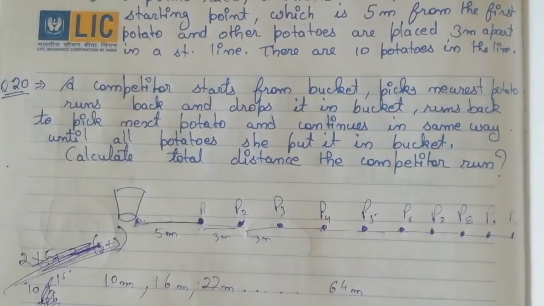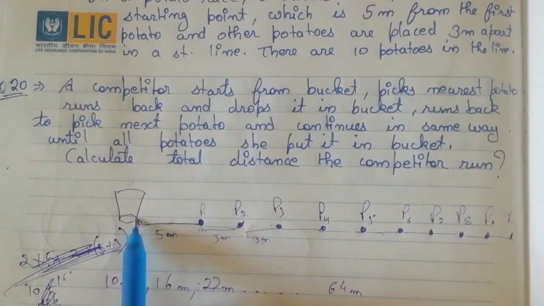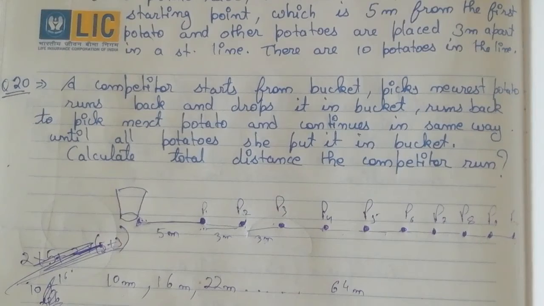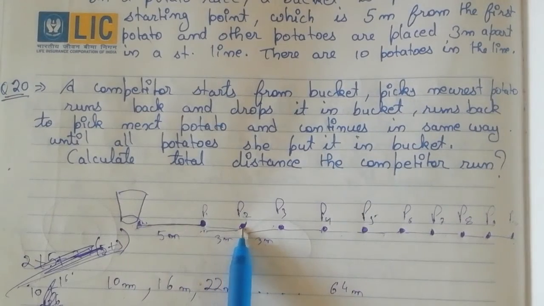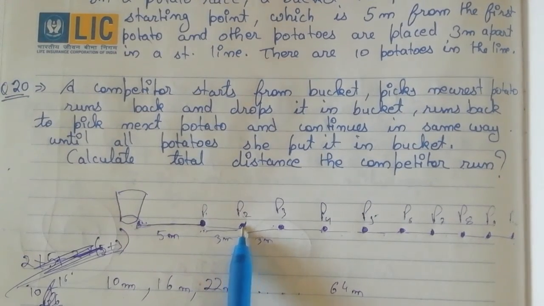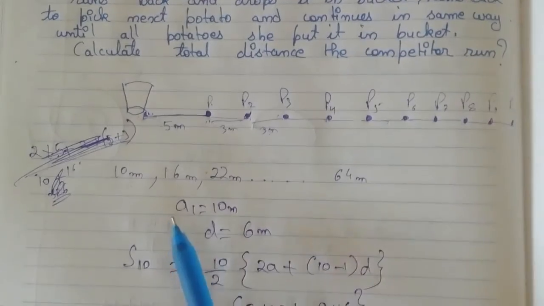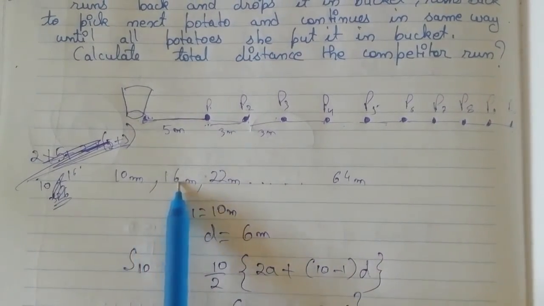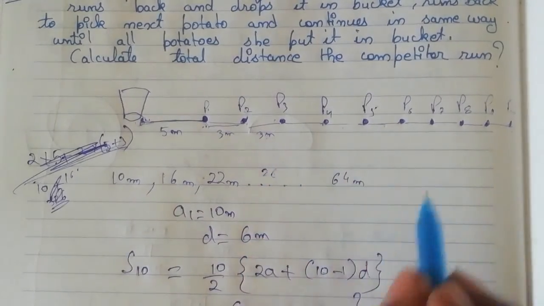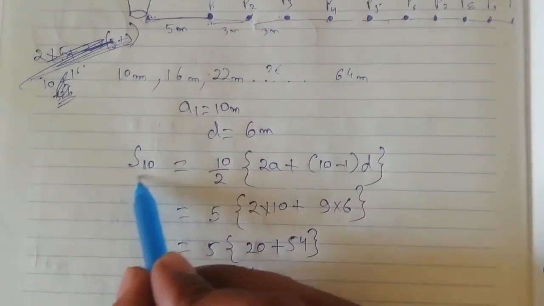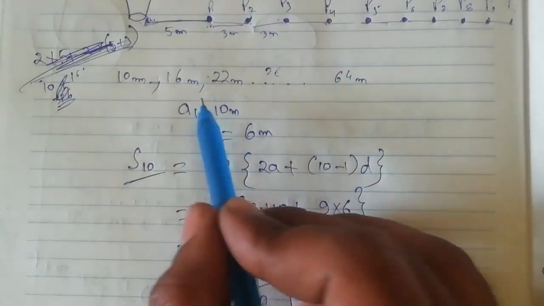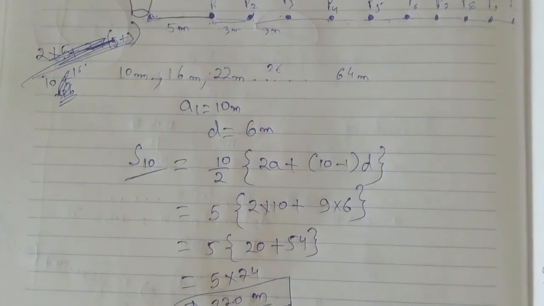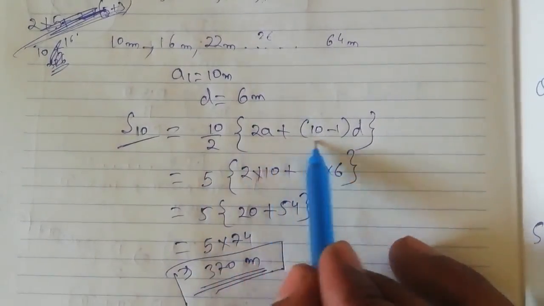This is quite simple: she has to reach the potato and come back, which means every time she covers twice the distance. If it is 5 meter, she has to cover 10 meter. If she goes for potato 2, up to 8 meter, the total distance covered by her is 16 meter. So the series can be given as 10 meter, 16 meter, 22, next is 28, and in this way. Now we have to calculate the total distance, meaning the sum of 10 plus 16 plus 22 up to 64. This is nothing but given by n by 2 into (2a plus (n minus 1) into d).